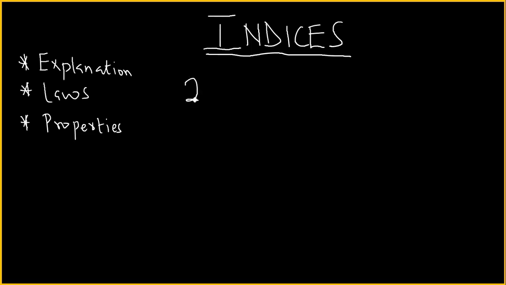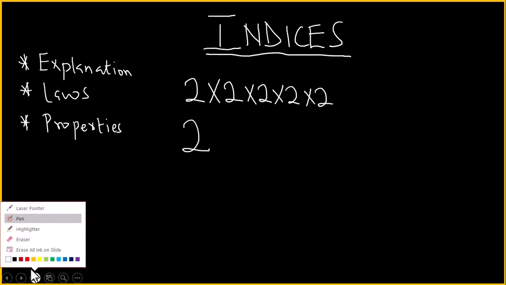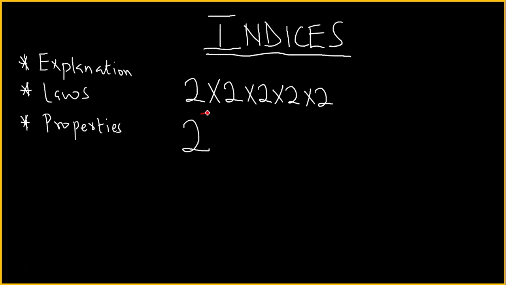Example, 2 times 2 times 2 times 2 times 2. So the number 2 repeats itself 1, 2, 3, 4, 5. And the simple way of writing the repetition of this number 2 is taking one of them and then counting the number of 2s that we have over here. So we have 5 of the 2s and the number 5 is written on top of the 2.